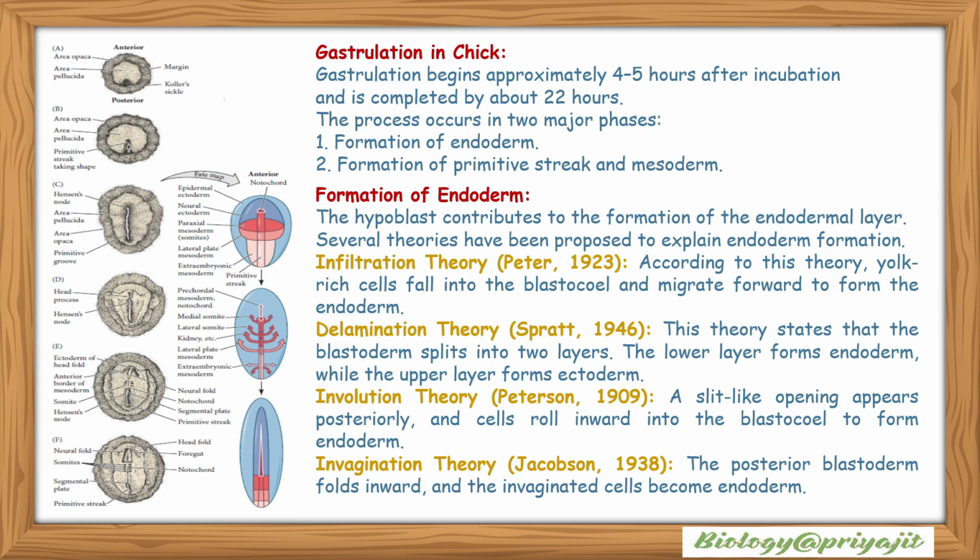Involution theory. A slit-like opening appears posteriorly and cells roll inward into the blastocoel to form endoderm. Invagination theory of Jacobson, 1938: the posterior blastoderm folds inward and the invaginated cells become endoderm.